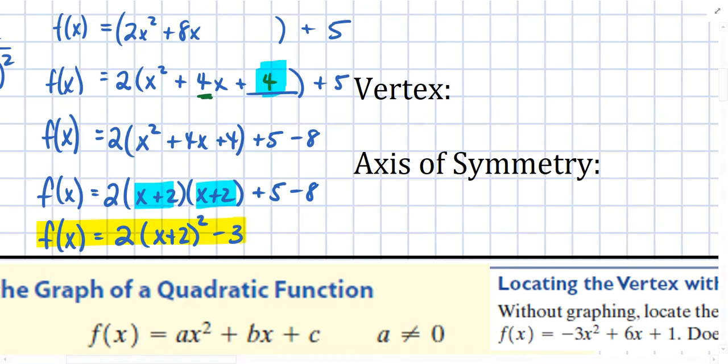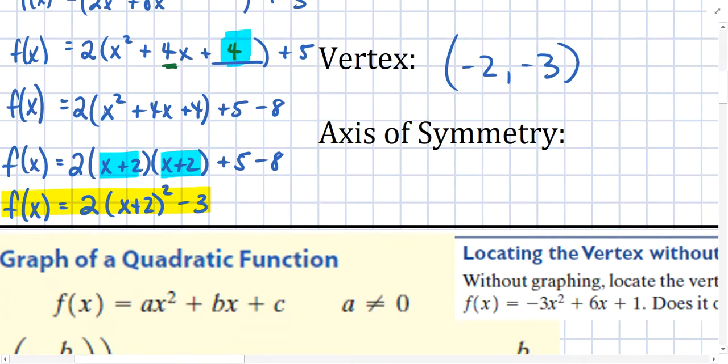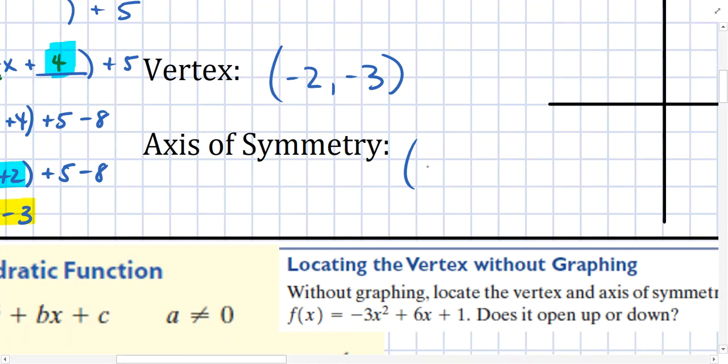So what's the vertex? Well, the vertex, the location of the peak or valley of this particular parabola, is located at negative 2, comma, negative 3. We use a negative 2 here because, as the instructions indicated back here, we want the opposite of h being labeled in our grouping symbol. So negative 2, negative 3 is the vertex. And the axis of symmetry is the vertical line that goes through our x coordinates. So we'll just write this as x equals negative 2. These two numbers are always going to be the same.